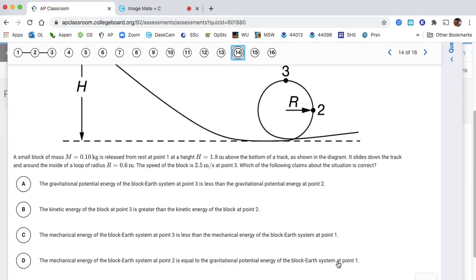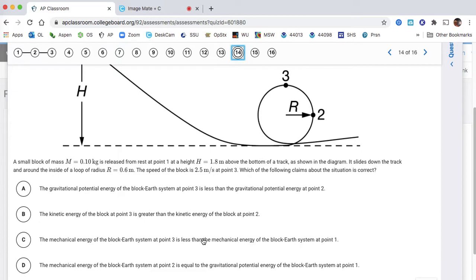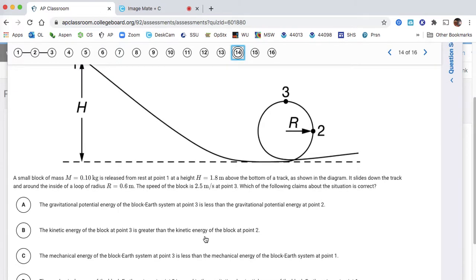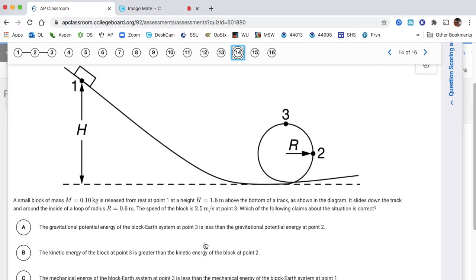Well, that could be true if there's no friction. That would be true if there's no friction, but we don't know that. I bet it's C, but let's work it out. My intuition, without doing any physics, is that it's C. Let's work this out, though. What do we know? So let's switch to my camera.